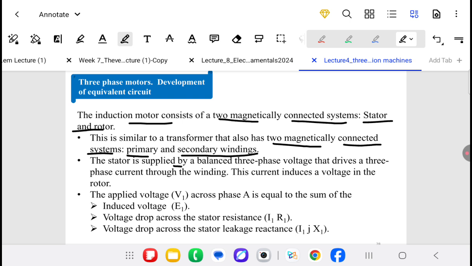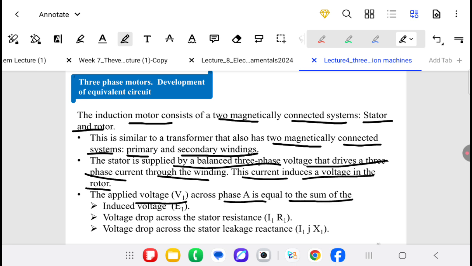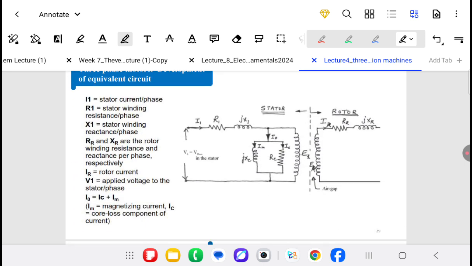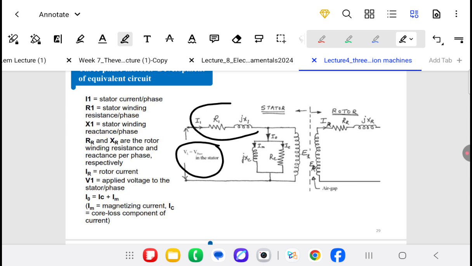The stator is supplied by balanced three-phase voltages that drives the three-phase currents through the winding. The current induces a voltage in the rotor. The induced voltage V1 across phase A is equal to the sum of the induced voltage E1 and the drop across the stator resistance and the reactance, I1 R1 and I1 jX1. We have the equivalent circuit, which is V1, which is equal to E1 plus the drop across R1 and jX1.